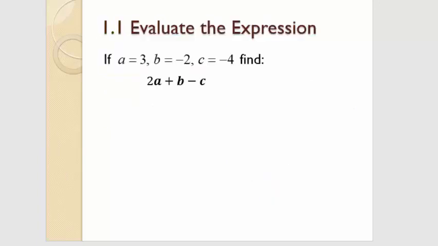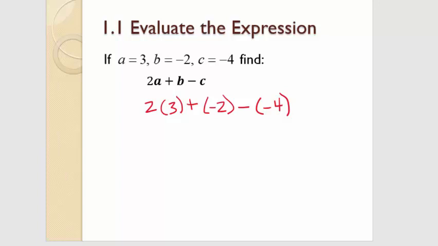The next type of problem that we'll cover is called evaluating an expression. So I see here if a equals 3, b equals -2, and c equals -4, then I can plug in each of those values to evaluate the expression. So I have 2 times a, and a is 3, so I'm going to put 3 in parentheses, plus b is -2, put that in parentheses, minus c, so minus a -4. I highly recommend that you use parentheses when you plug these values in, because sometimes the negative signs can catch you off guard.